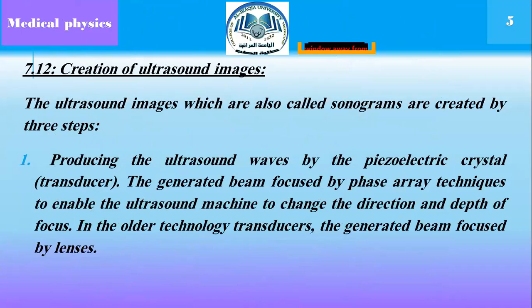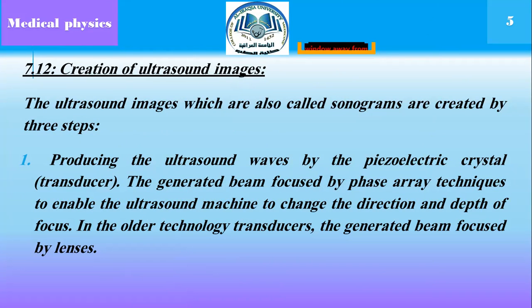Variation of ultrasound images. The ultrasound images, which are also called sonograms, are created in three steps. One, producing the ultrasound waves by the piezoelectric crystal transducer. The generated beam is focused by phased array techniques to enable the ultrasound machine to change the direction and depth of focus.